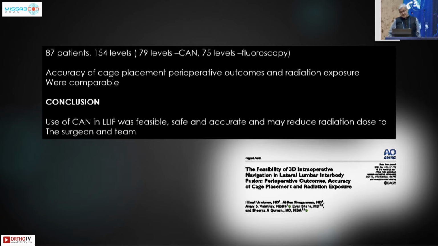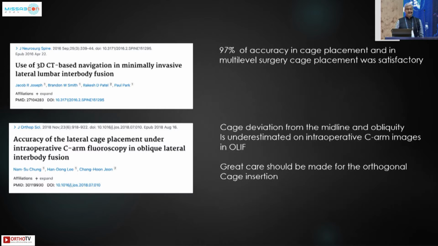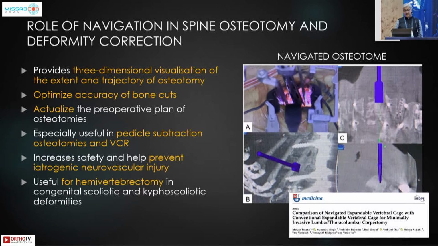Looking at the literature on interbody cages, it was shown that placement of the cage in LLIF, lateral lumbar interbody fusion, is feasible, safe, and accurate, and may reduce the radiation to the surgeon and the team. There was 97% accuracy in cage placement, and in multi-level surgery cage placement was satisfactory.